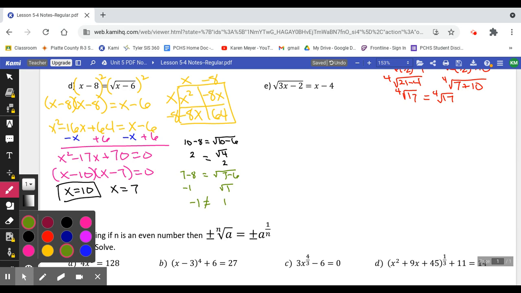There we go. Negative 1 does not equal positive 1, so this one fails. So cross it off. Do not circle it. The only answer is 10.